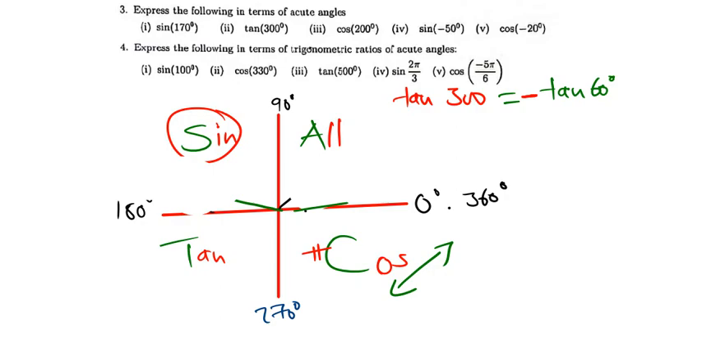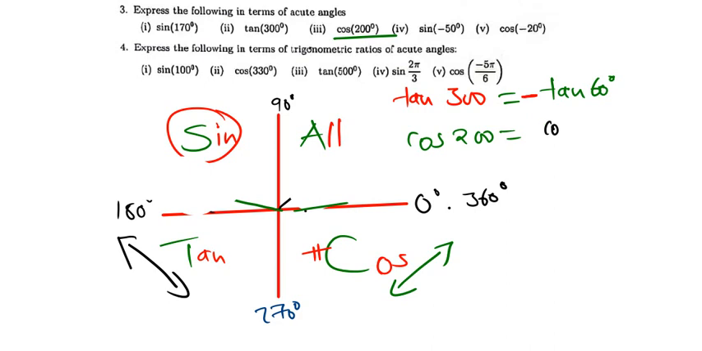Now, pause the video and try out the next one, cos 200. When you say cos 200, which quadrant are you in to start with? 200 is between 180 and 270, so we are in the third quadrant. So subtract 180 from it. 200 minus 180 is 20.